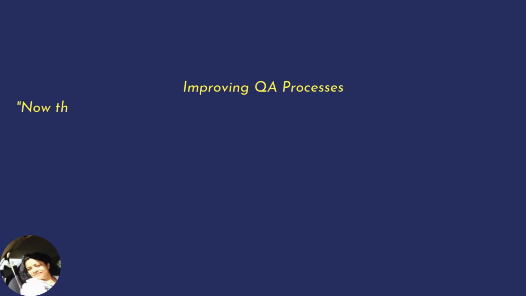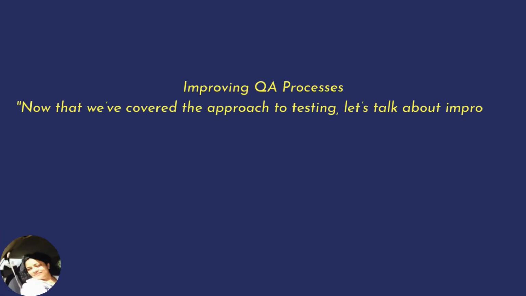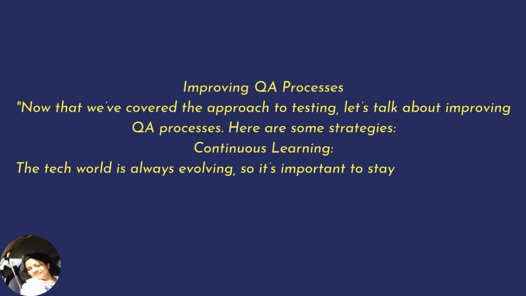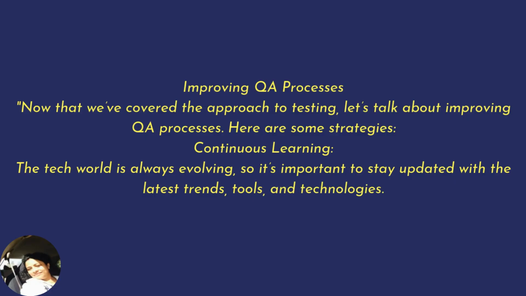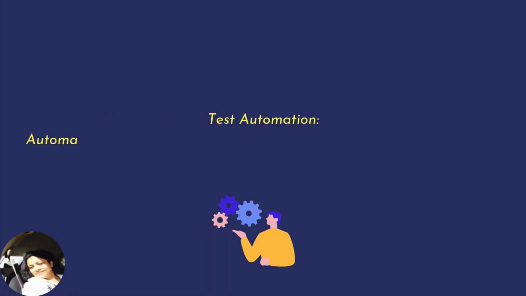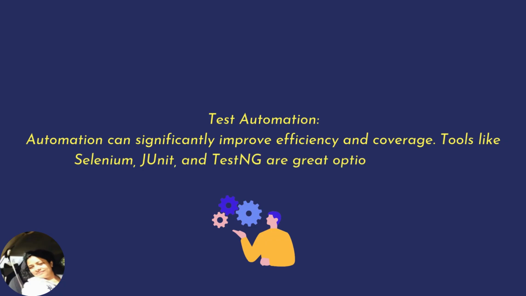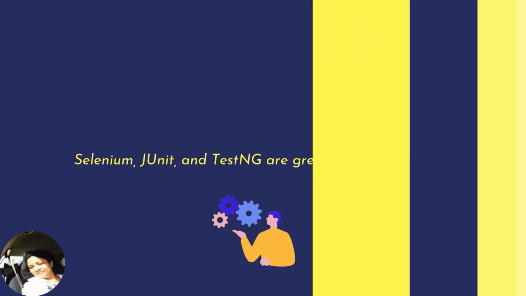Improving QA processes. Now that we have covered the approach to testing, let's talk about improving QA processes. Here are some strategies. Continuous learning. The tech world is always evolving, so it's important to stay updated with the latest trends, tools, and technologies. Test automation. Automation can significantly improve efficiency and coverage. Tools like Selenium, JUnit, and TestNG are great options to explore.